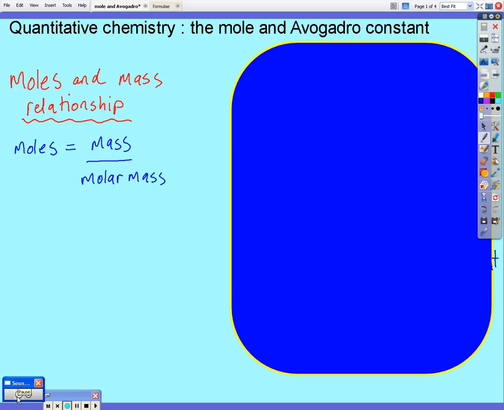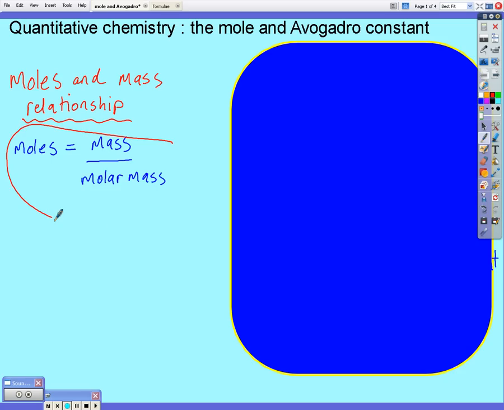Okay, so here we are again with some quantitative chemistry, looking at the mole and the Avogadro constant. You have a sheet based on that, and that sheet's really all about moles and mass relationships. If you've got the mass of a substance and you want to know how many moles you've got, or if you've got moles of substance and you want to know what the mass is, well, for that we're going to use this formula.